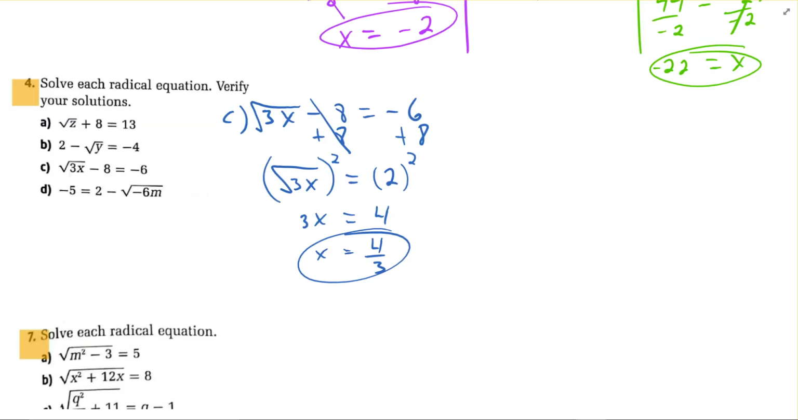So let's verify our solution. If I put that back, we've got square root of 3 times, and instead of an x, I'm going to write 4 over 3. Well, the 3's cancel now, right? That's one thing I'll take a moment to talk about.